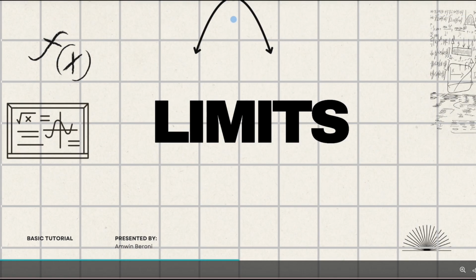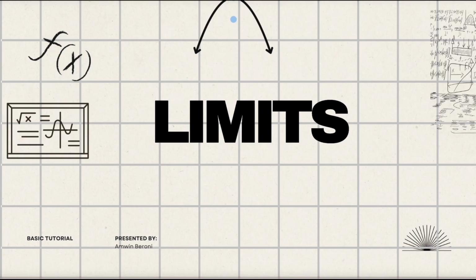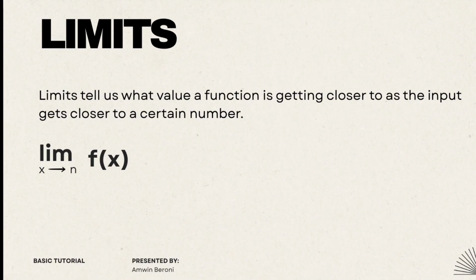So, what are limits? A limit tells us what value a function is getting closer to as the input x gets closer to a certain number. And there are two primary ways to solve these. First is direct substitution, and second is factoring.